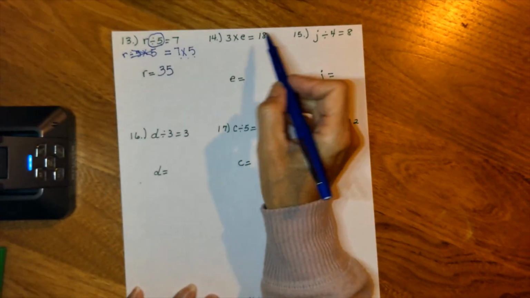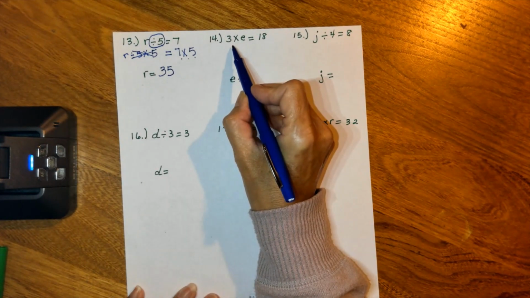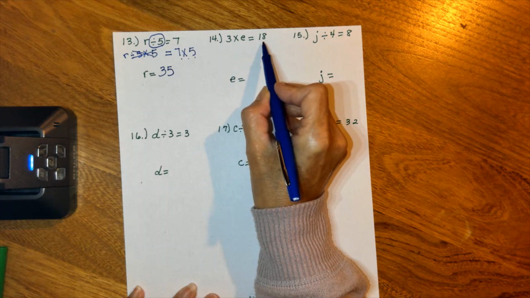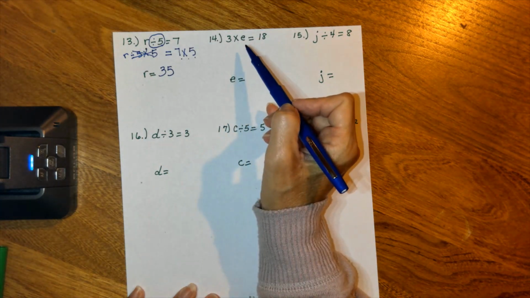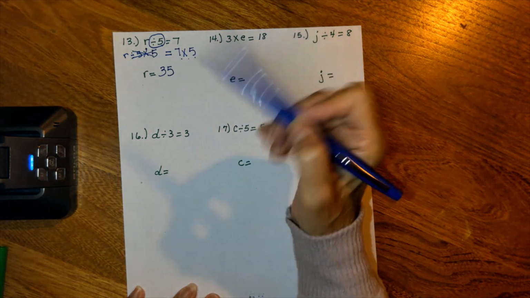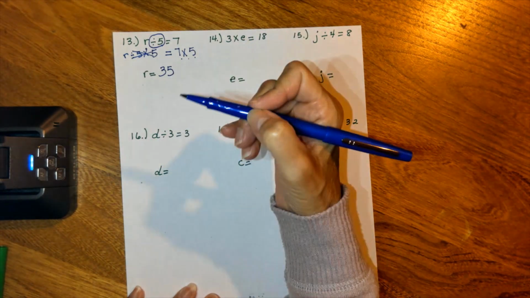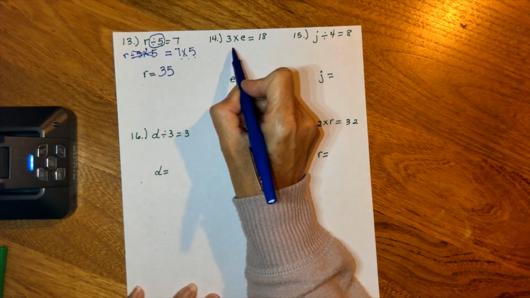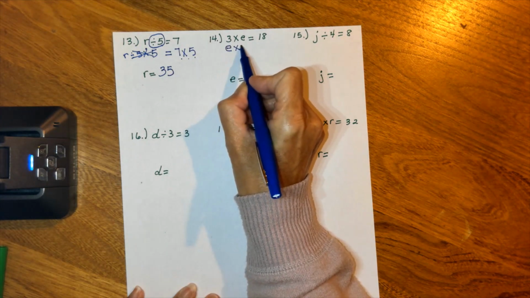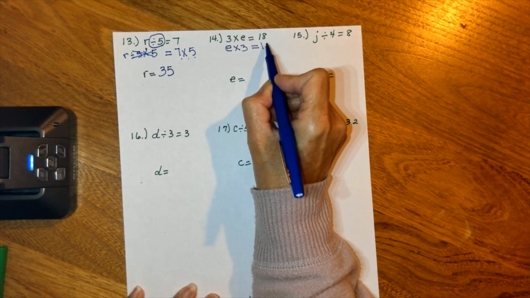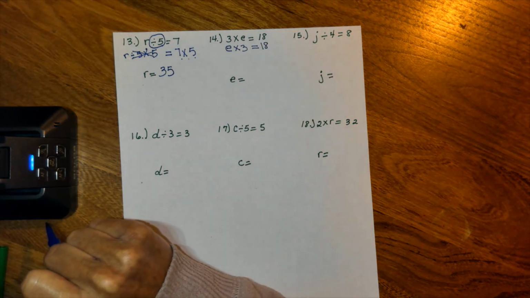Okay, next problem. 14 is 3 times e equals 18. Now, I know we're used to seeing that variable first. But remember, that multiplication is commutative, so I can just flip-flop those. So let's just take an extra line for this one and flip-flop your 3 and your letter E. So we'll change this to E times 3 equals 18, which is similar to what we're used to.